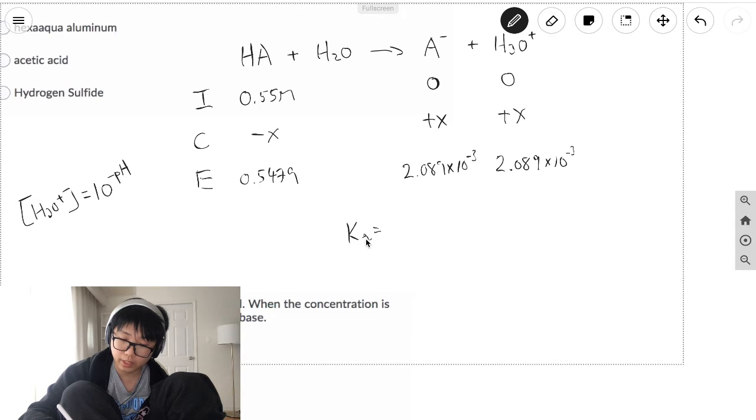So now what do we do? Yeah, plug it into the Ka expression. Right, then we have 2.089 times 10 to the negative 3 times itself, so I'm just going to write square, over 0.5479.